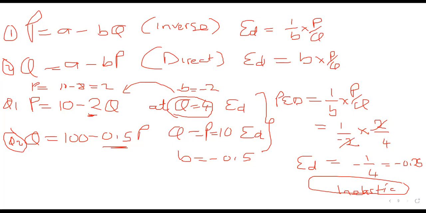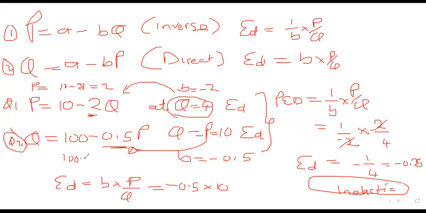So now we go to question number 2. Elasticity of demand is equal to, since it's direct, we are not going to do the inverse. 1 over something means the inverse. So what was our B here? It was -0.5. And what is our price? Our price was given as 10. Quantity, when we put this 10 in there, it will be 100 minus 5, which is equal to 95.